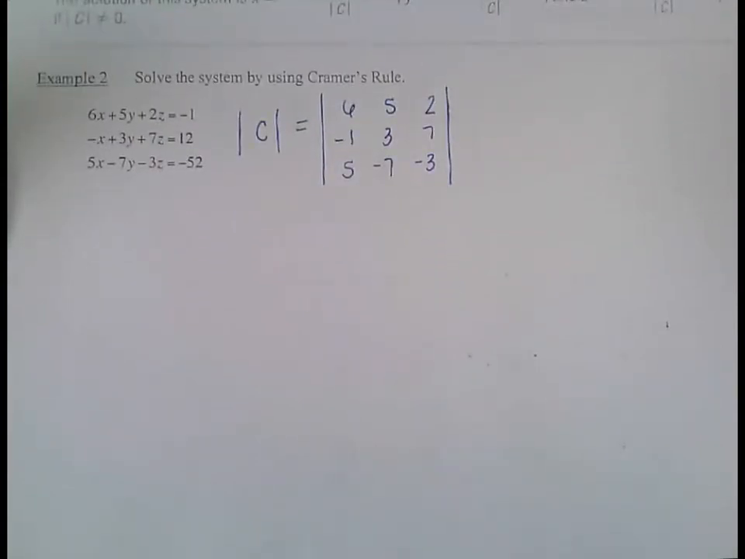Here's what I want you all to know, first of all. If you were here yesterday and you remember finding 3 by 3 determinants, it is a process, and there are multiple 3 by 3 determinants you have to find to use Cramer's rule for a system of 3 equations.